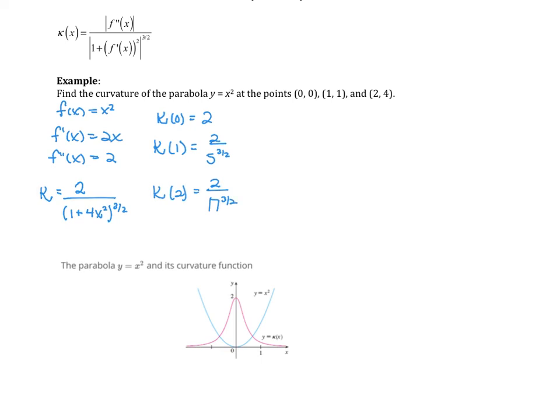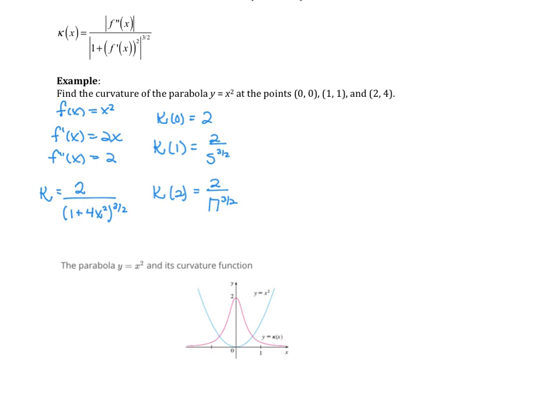Okay, so let's look at what that looks like in relationship to a graph of the curvature. You can see below that we have a picture of y equals x squared. We know what that looks like. And when we plot the curvature function, at 0 it'd be 2. At 1, it'd be 2 over 5 to the 3/2 power. Okay, so the numbers are becoming smaller. And then 2 over 17 to the 3/2 power is even closer to 0. So that's what it looks like on a picture.